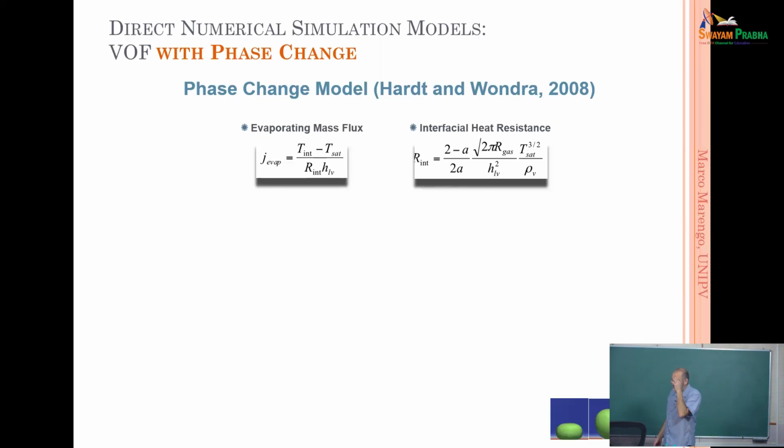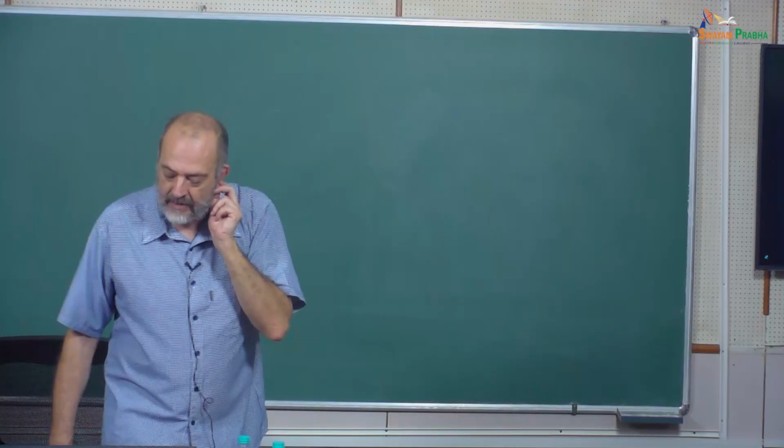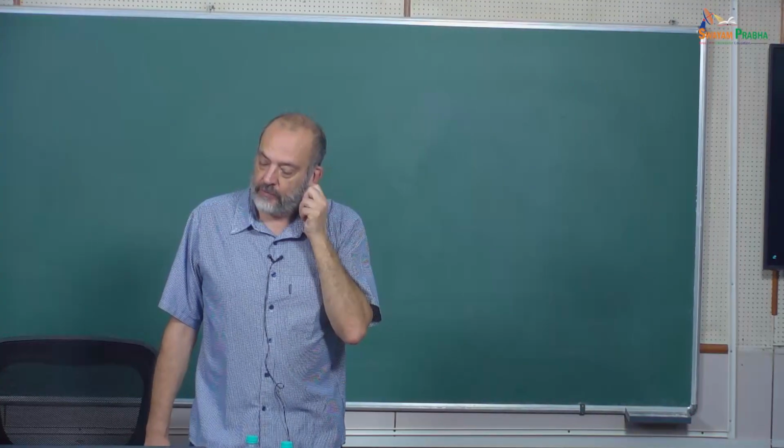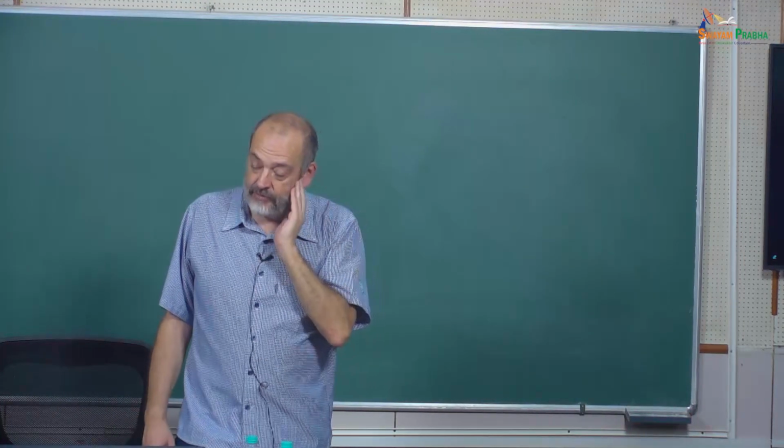And then we have a resistance. This is the major point, because how can we write the resistance? So this kind of interfacial heat resistance. One way that is now accepted somehow is, I mean, we are playing with this. I'm not satisfied by this, but okay. There are molecular simulations that are saying that this should be in this direction. This is coming from statistical physics, and we have this term that is the interfacial heat resistance that was proposed by Hardt and Wondra in 2008.